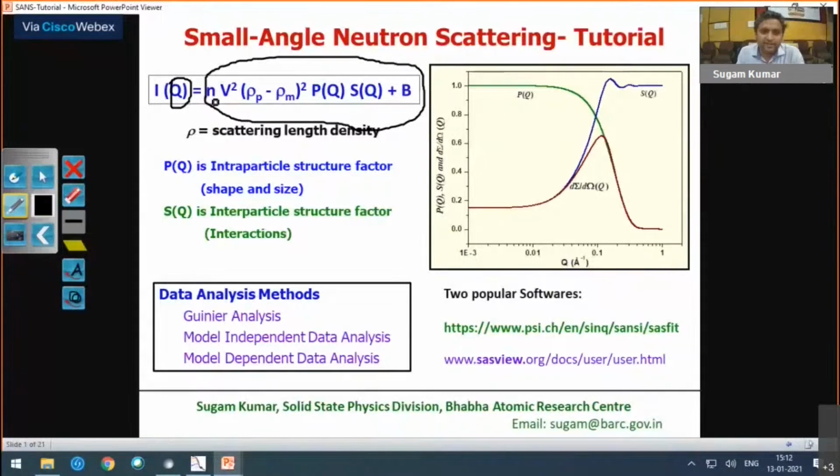We have theoretically expressed this scattering intensity like this, where n is the number density of the scatterers, v is the volume, and rho p minus rho m squared is a very important factor. I will come to this. I will show how to calculate this factor and how to utilize it.